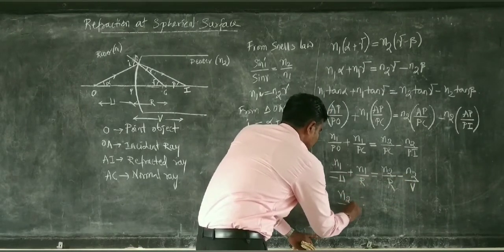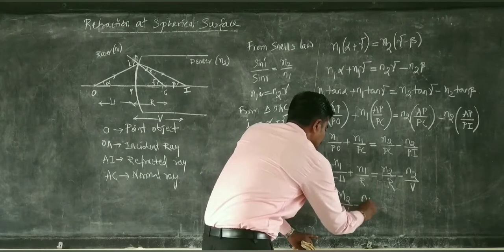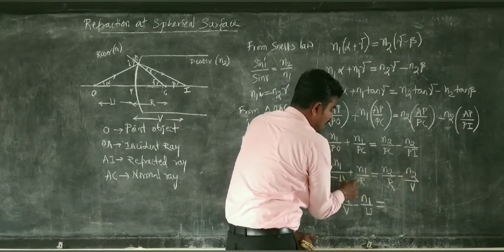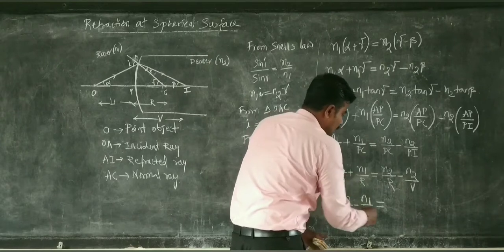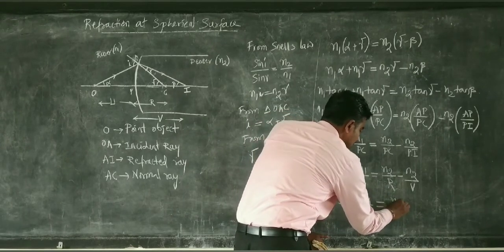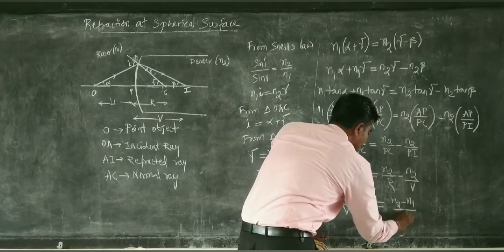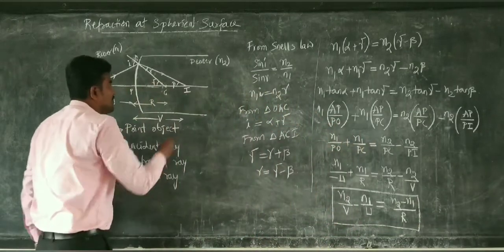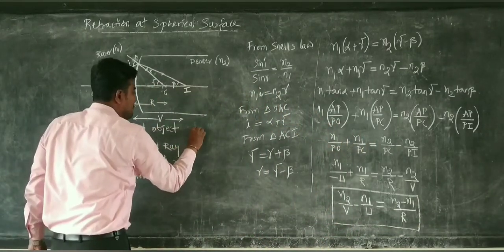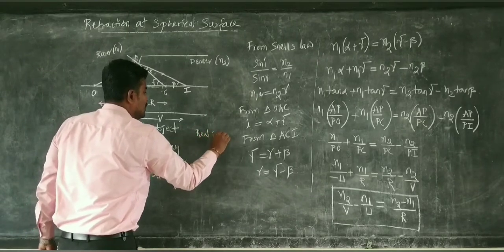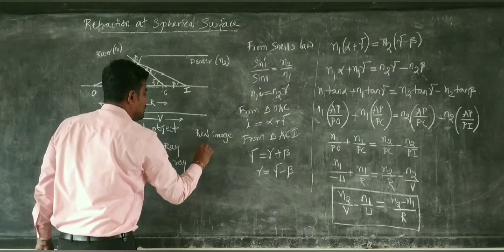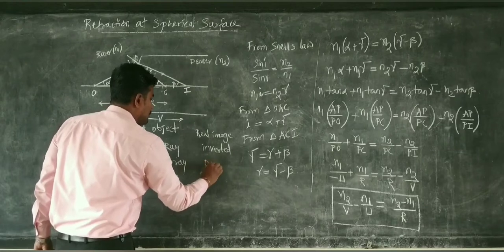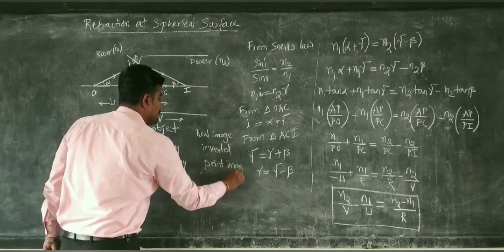So it is N2 divided by V minus N1 divided by U is equal to N2 by R minus N1 by R. If N1 by R goes that way, then it is going to be negative. Therefore R is taken common, or else it is also written as N2 minus N1 divided by R. This is the final expression. And please notice here, this image is a real image. Real image is always an inverted image, and it's a point image.